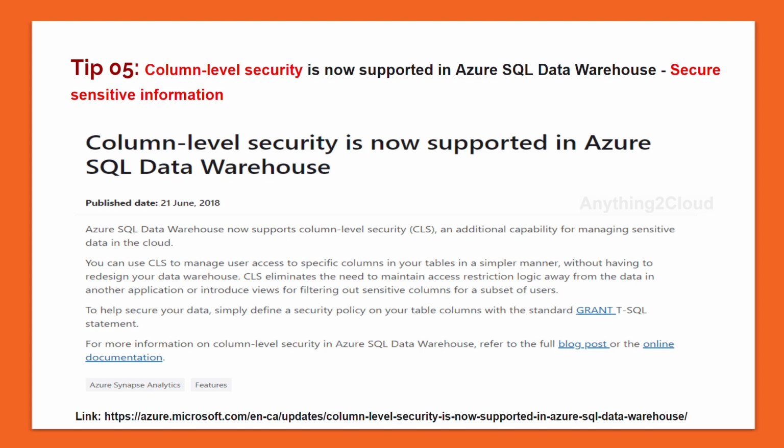CLS eliminates the need to maintain access restriction logic away from the data in another application or introduce a view for filtering out sensitive columns for a subset of users. So if you want to secure the sensitive information, you can use column level security. Otherwise, you need to create some views on top of this to limit the access. But now we have column level security, which can secure the sensitive information.